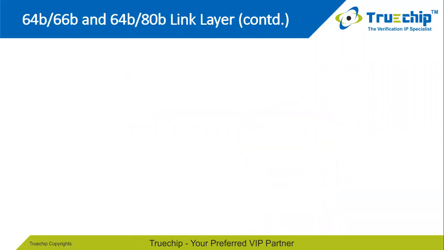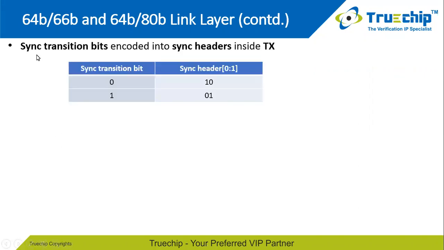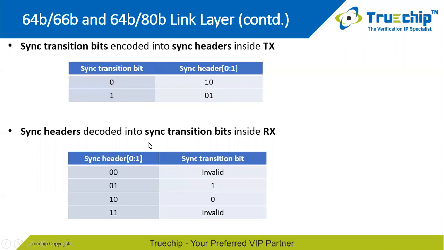So moving on to the next slide, sync transition bits are present inside the sync header in the starting of the block, and these are used for the purpose of synchronization and some features like CRC, FEC, or commands. The table shows how sync transition bits are encoded into sync headers. At the receiver side, the received sync headers are then decoded back into the sync transition bits as shown.